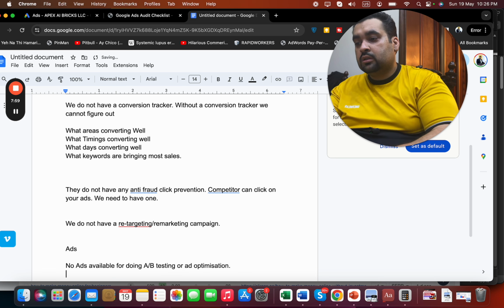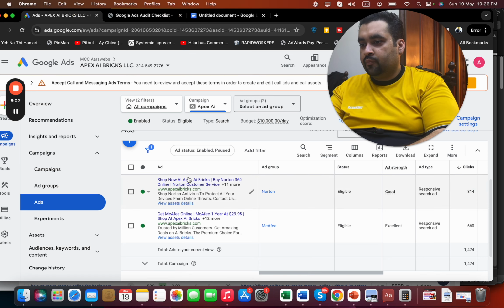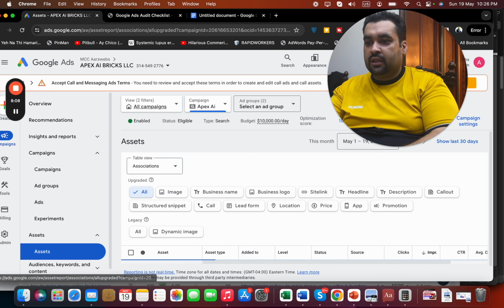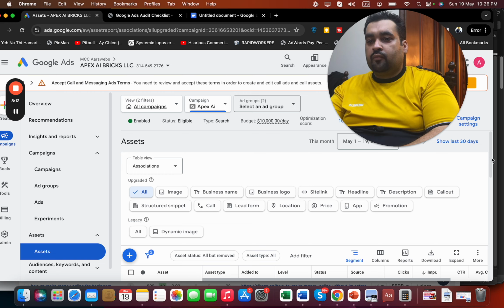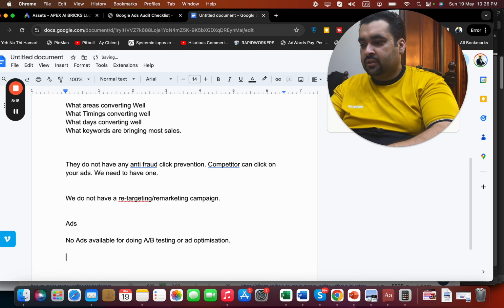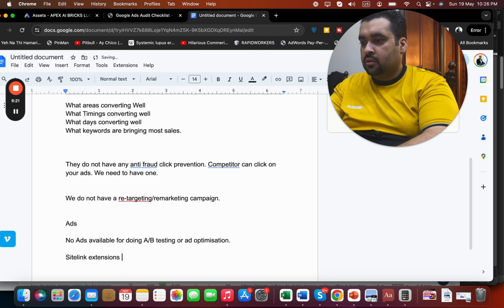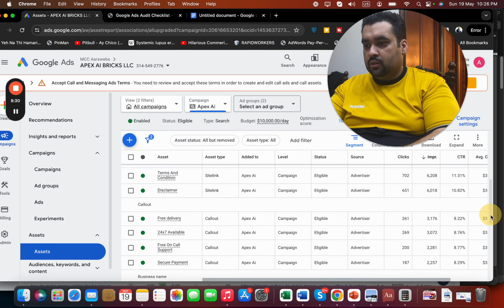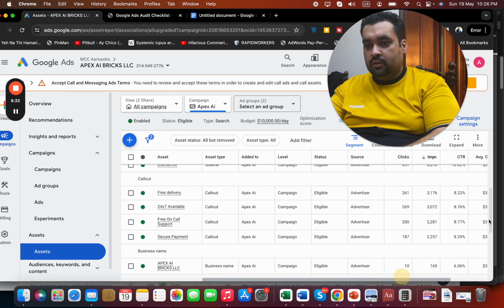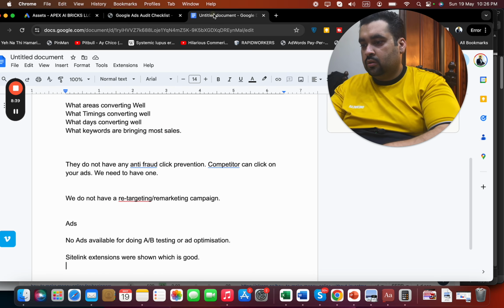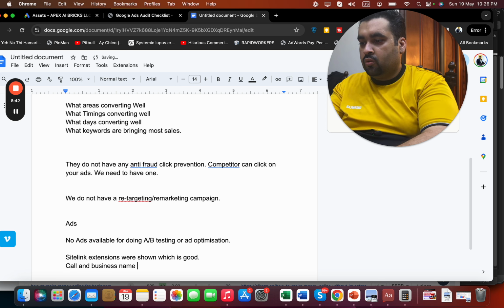That's also bad. The second thing is I want to see the assets of the ads. So I want to see if there are any assets. We have sitelink extensions added as ad assets. Extensions were shown, which is good. And a callout extension was over there. Call and business name was over there.